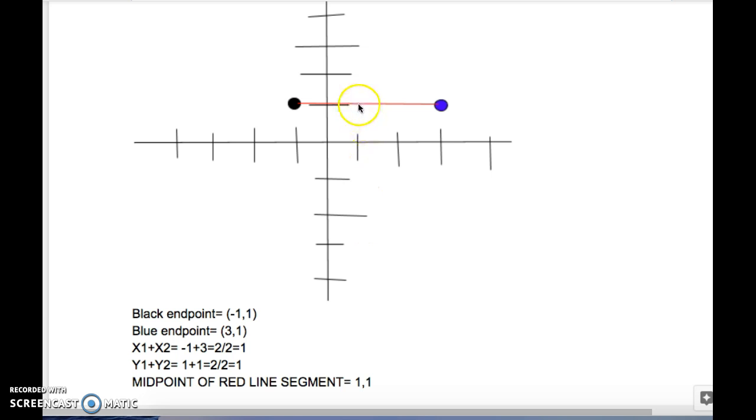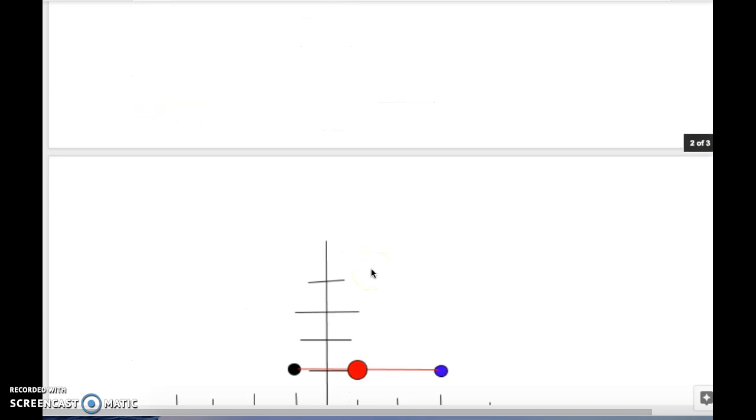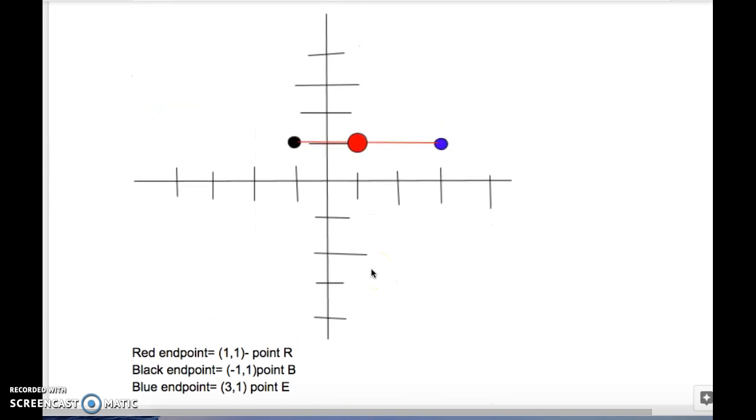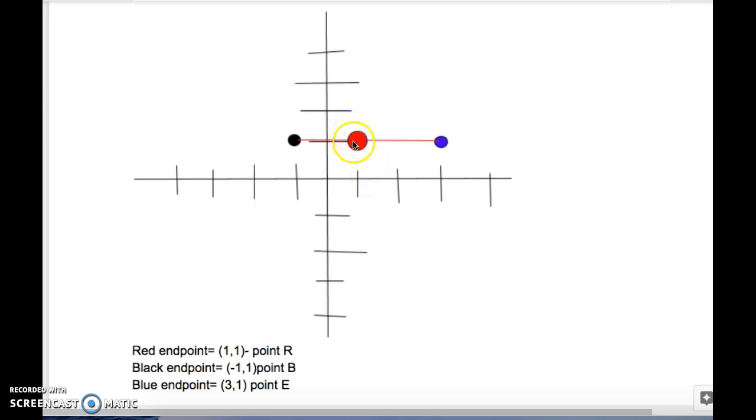That's the first step. So you use the midpoint formula, which is x sub 1 plus x sub 2, comma, y sub 1 plus y sub 2. And then when you plug in the numbers from the points into this, you get 1, 1 for the midpoint on this line. And then when you go down here, you see that I added the red point, so now the line segment has been divided into half, and so that point is 1, 1.